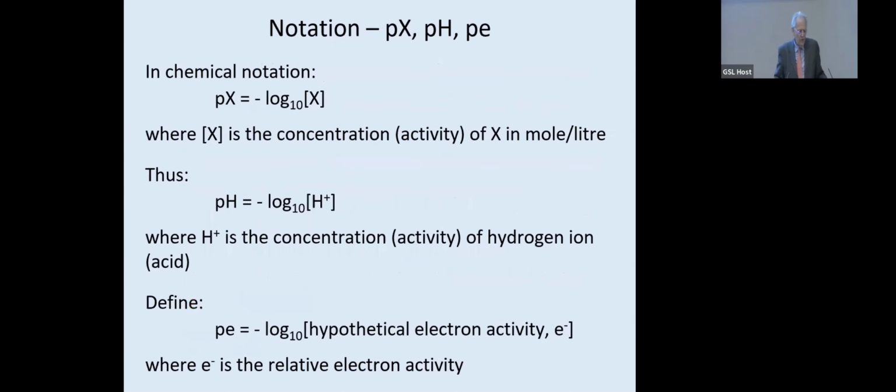A little bit of notation. The P symbol in chemistry means minus log to base 10. So P of X is minus log to base 10 of X. P of H is minus log to base 10 of H+. And P of E is minus log to base 10 of the electron activity, except we can't measure that, but we can measure a relative electron activity. So we have the relative electron activity.